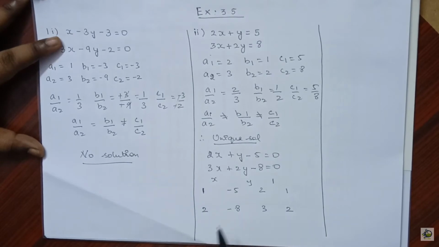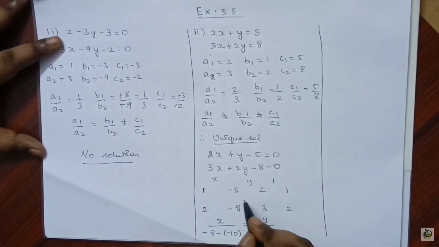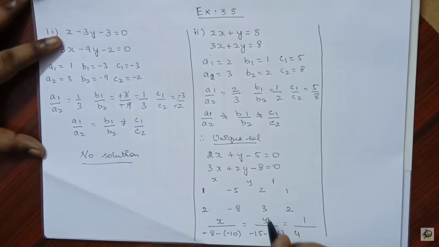Now x divided by, we have to multiply these two first. Minus 8 into 1 is minus 8, minus, and then these two terms, 2 into minus 5 is minus 10, which is equal to y by 3 into minus 5 is minus 15, minus minus 8 into 2 is minus 16, which is equal to 1 divided by 2 into 2 is 4, 3 into 1 is 3, so minus 3.